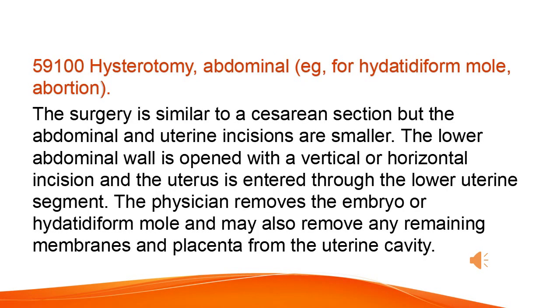Hysterotomy, abdominal, e.g., for hydatidiform mole, abortion. The surgery is similar to a caesarean section, but the abdominal and uterine incisions are smaller. The lower abdominal wall is opened with a vertical or horizontal incision and the uterus is entered through the lower uterine segment. The physician removes the embryo or hydatidiform mole and may also remove any remaining membranes and placenta from the uterine cavity.